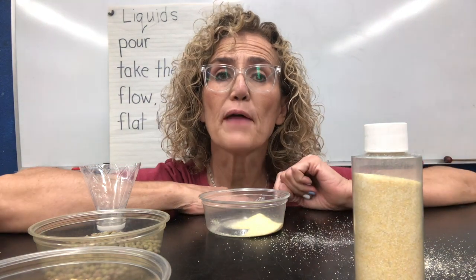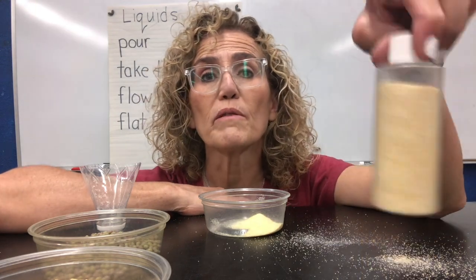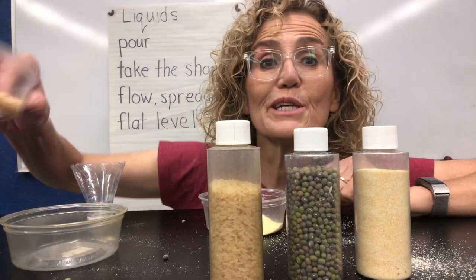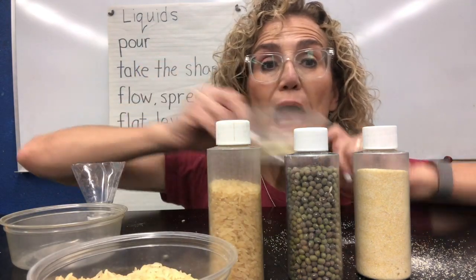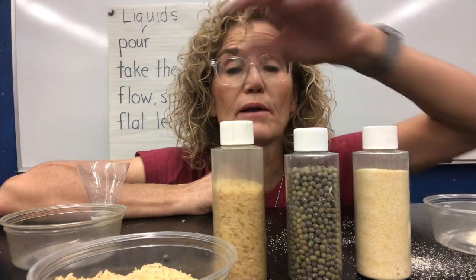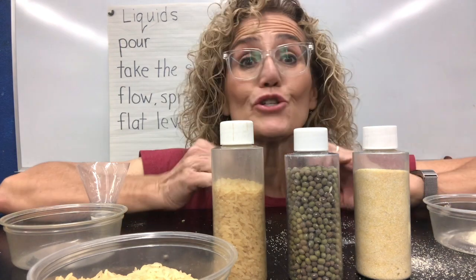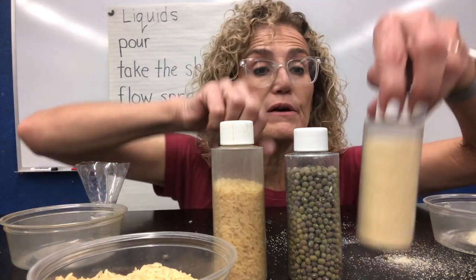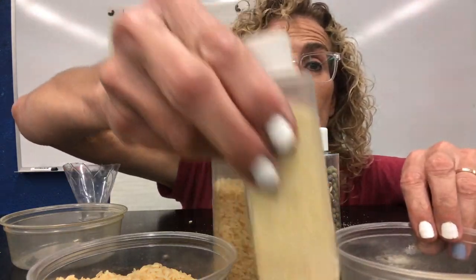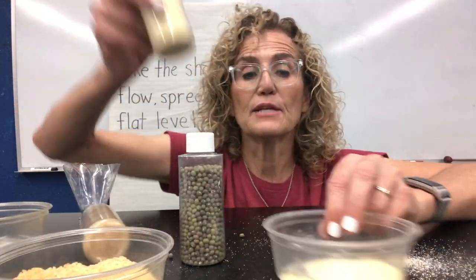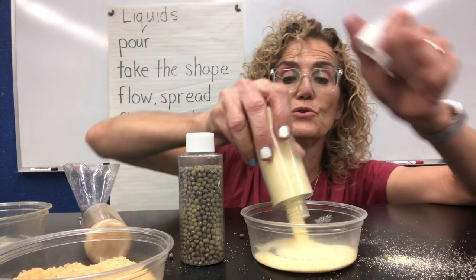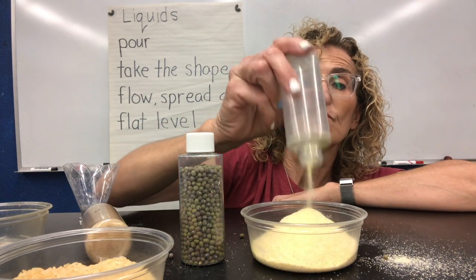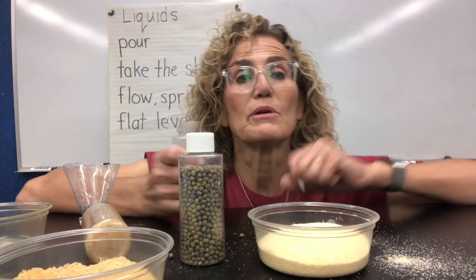If you have some other materials, can you pour them into a bottle? So I just took all the material that were in my bowls and I poured them into the bottles. And now they certainly appear that they have taken the shape of the bottle. Here is the cornmeal. It's this shape. And when I pour it into the bowl, now it's the shape of the bowl.